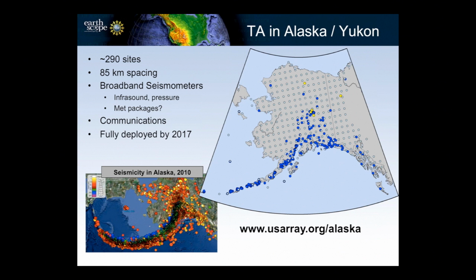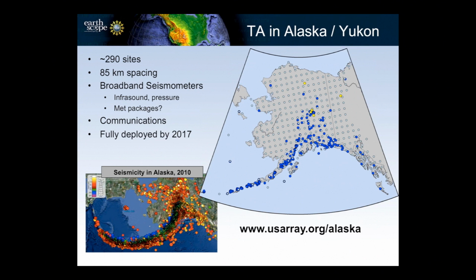They're going to be spaced at about 85 kilometers apart. They will be inhabited by broadband seismometers. They will have infrasound and pressure sensors on them, just as the current TA footprint stations do. And there may be an opportunity to install MET packages on them, although that is one of these collaborative projects that we hope to leverage as the TA moves into Alaska and other groups try to leverage that infrastructure.